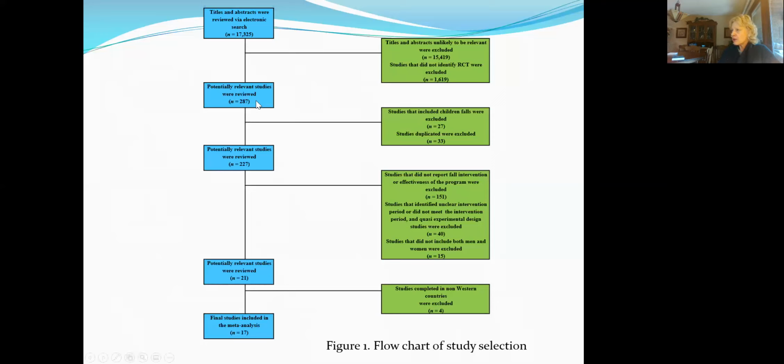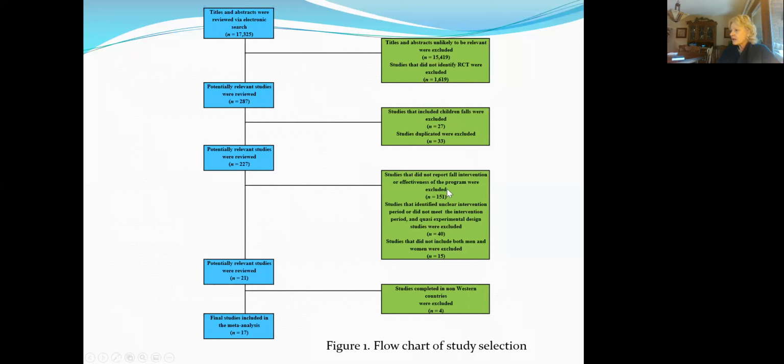And then after she went through them, she found that 15,000 could be excluded because either the title or the abstract really didn't look like it was relevant. And another 1,600 were excluded because they weren't RCTs. So that left her with 287 potentially relevant studies. And they excluded falls in children because that's not what they were after. And they excluded all the duplicate studies. And so then they were down to 227.